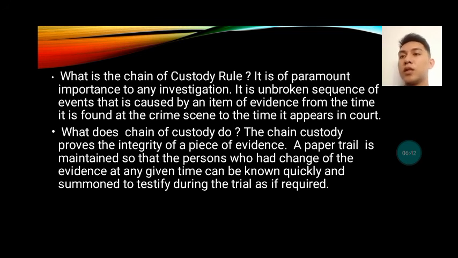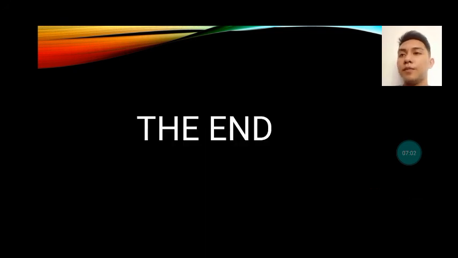What does chain of custody do? The chain of custody proves the integrity of a piece of evidence. A paper trail is maintained so that the person who had charge of the evidence at any given time can be known quickly and summoned to testify during the trial if required. And that's all for Lesson 4.